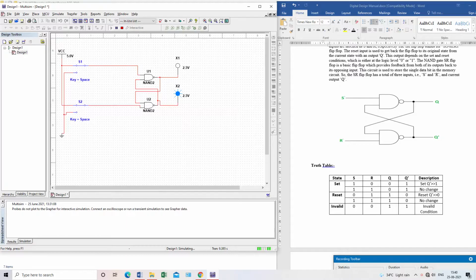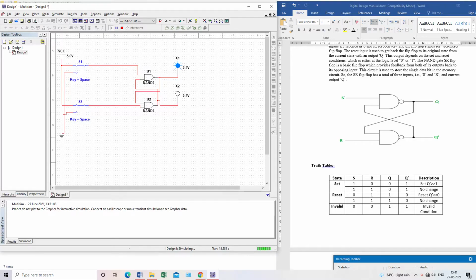Now what will happen in the reset state? Now I will change this S to 0. As you can see, my Q becomes 1 and Q dash is 0, as you can see in the observation of the circuit. Now we will make both of these 1, then also my output will not change, because right now it is in the reset state. So this is how we make our SR flip-flop.